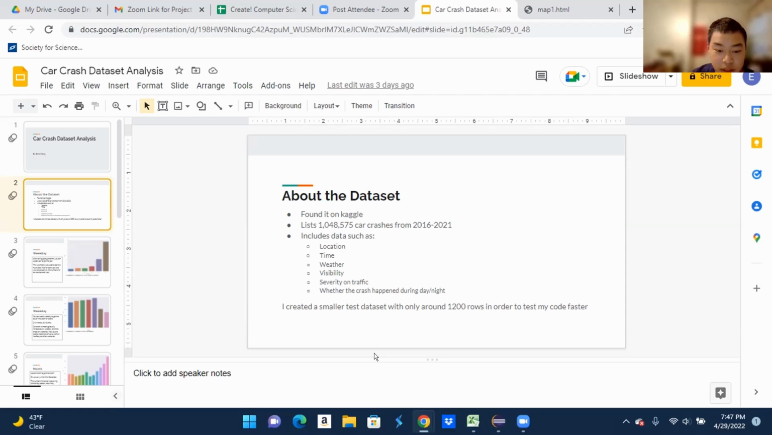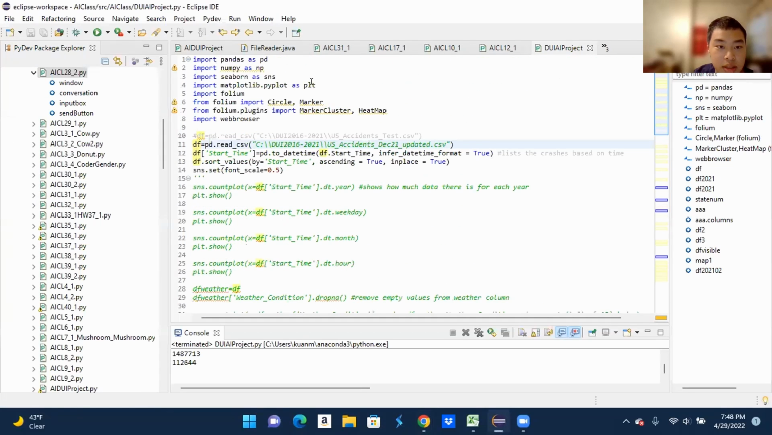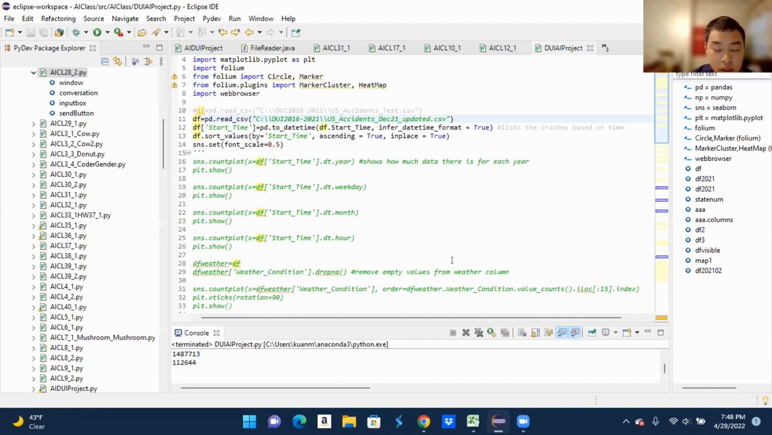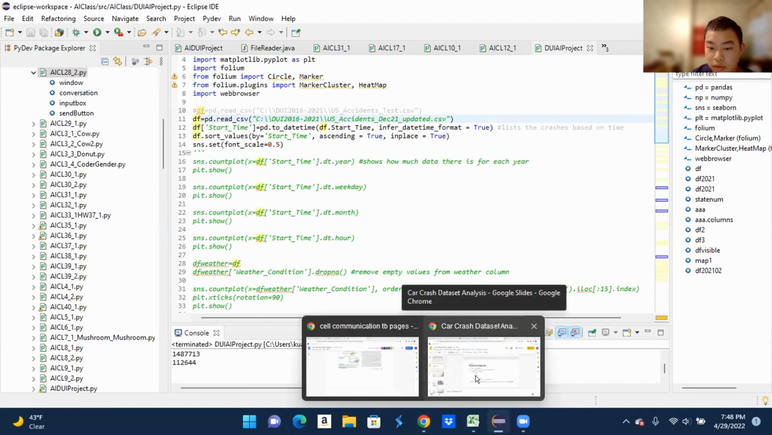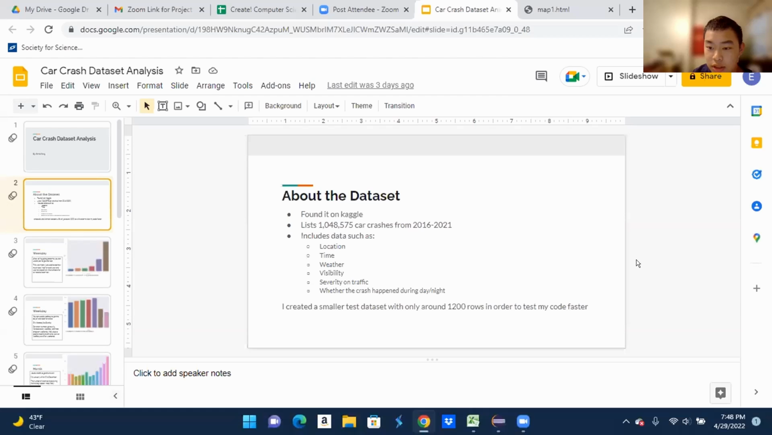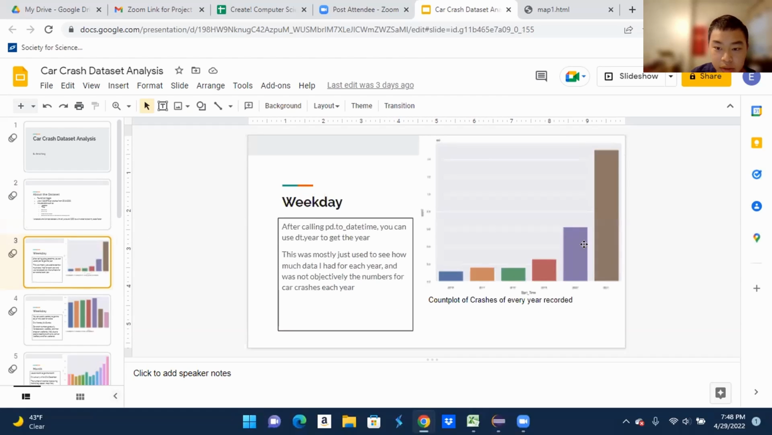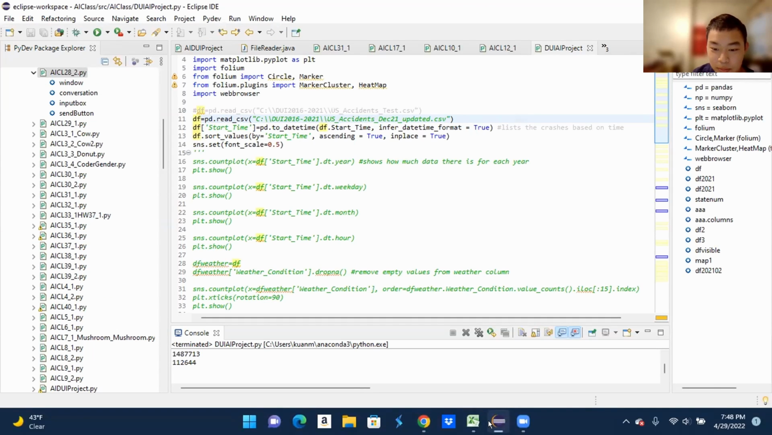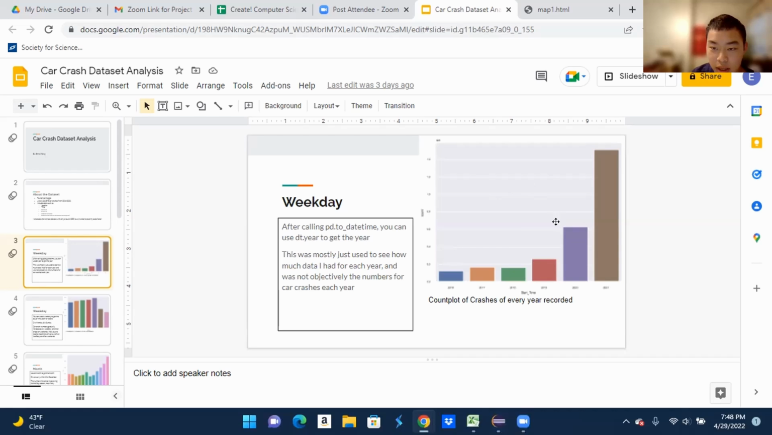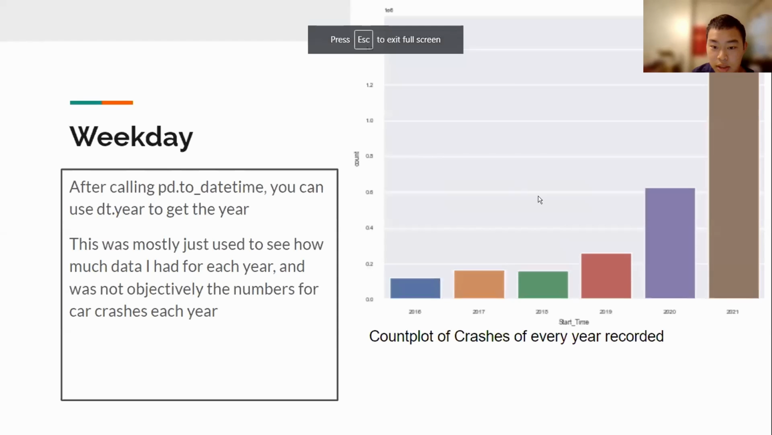So I created a bunch of graphs using this data set, and this is the program that I used to run all this. Should I make a REPL of this afterwards? I can share this at the end. But anyways, so first I graphed all of the weekdays. Now I don't want to really run the program because I think that would take too long, but I did take the graphs in advance so you guys could see.